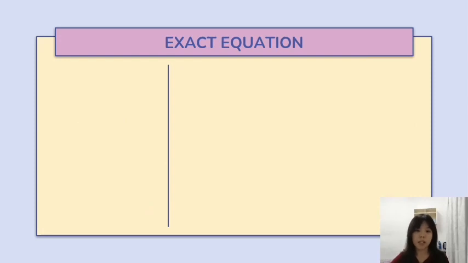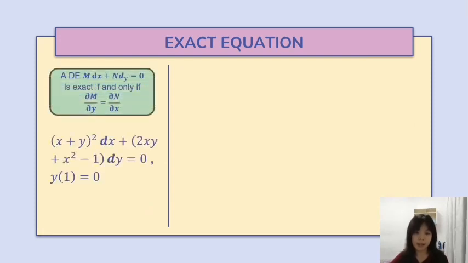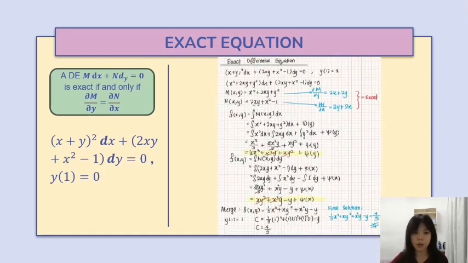So third is exact equations. M dx plus N dy equals 0 is exact if and only if the derivative of M with respect to y and the derivative of N with respect to x are equal. So here is the example. So we can see that the derivatives of M and N are the same. So it is an exact equation. So after that, we will integrate both equations. So we will merge these two functions. So we use the initial conditions to find the c and substitute into the solution. We get the final solution.